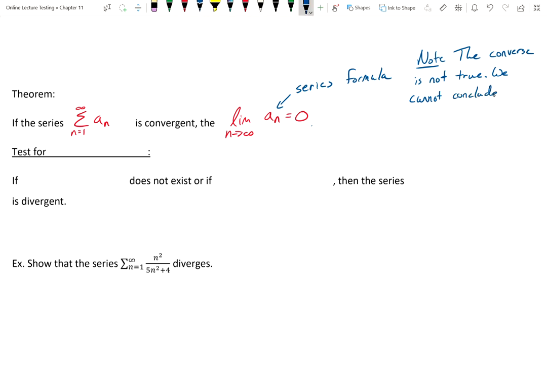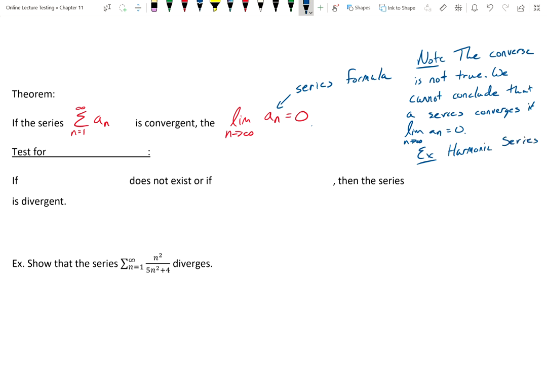So we cannot conclude that a series converges if we already know that the limit of a sub n is equal to 0. And this is where I'm going to go back and say, okay, well, let's think about one of those. An example of this one is the harmonic series.